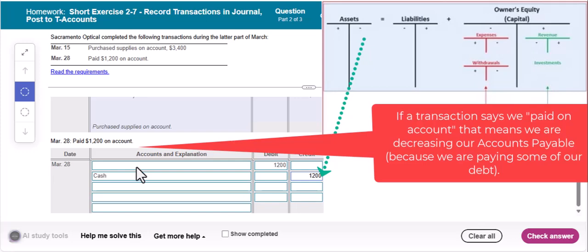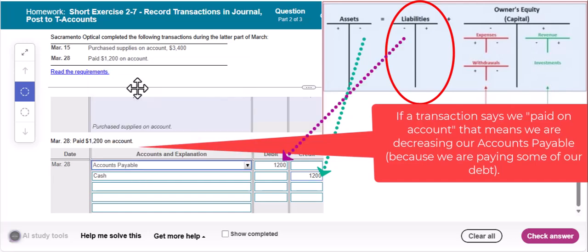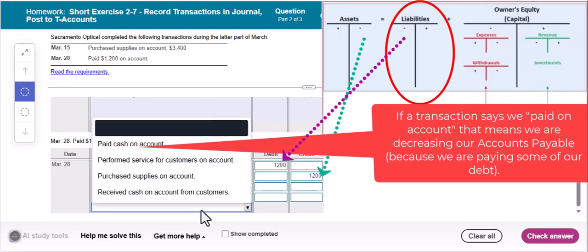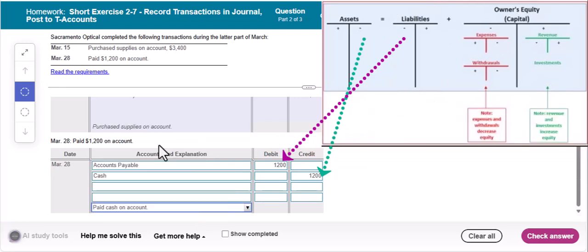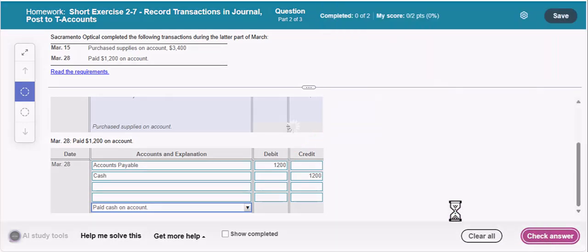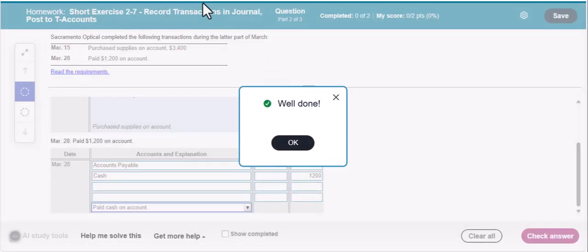And let's see why we paid this $1,200. So anytime it says paid on account, that means we are decreasing our accounts payable. And what type of account is accounts payable? It's a liability. Because we're decreasing accounts payable, we have to debit accounts payable. So that is going to be our debit account. And then we're going to go ahead and have our explanation here. So we paid cash on account. Let's go ahead and check our answer. Well done.